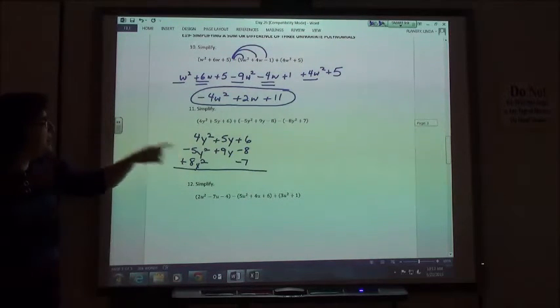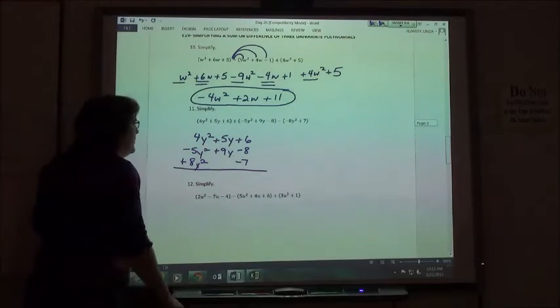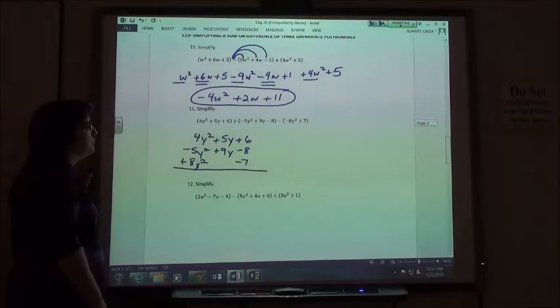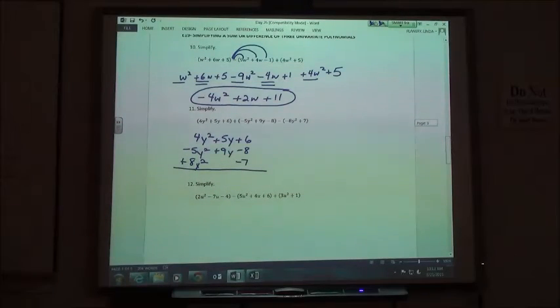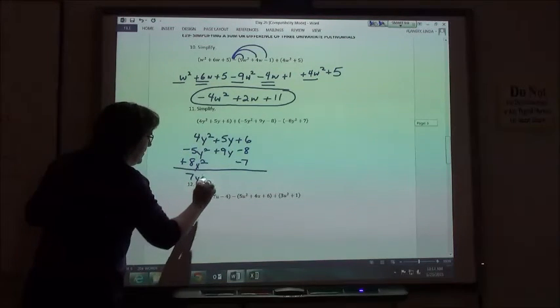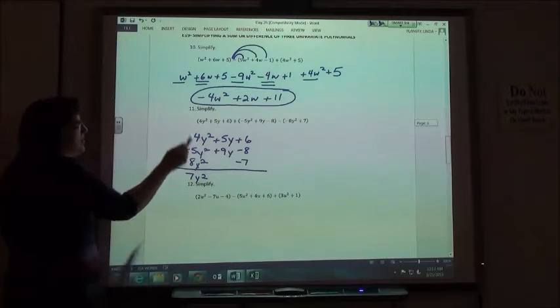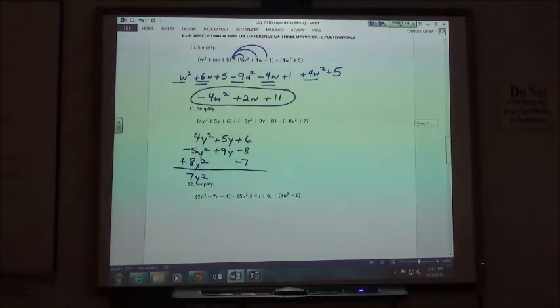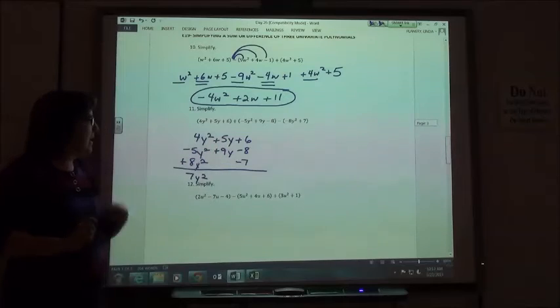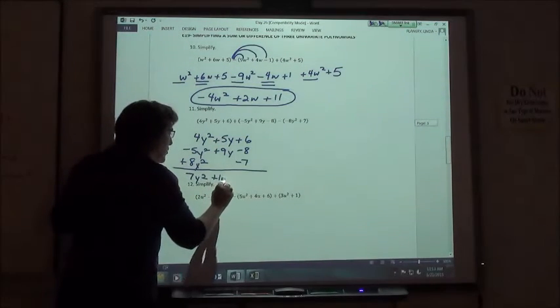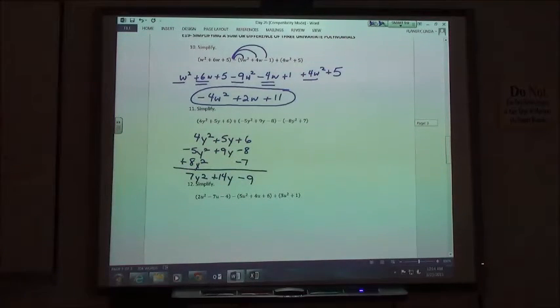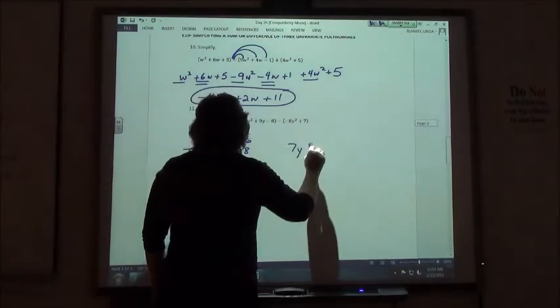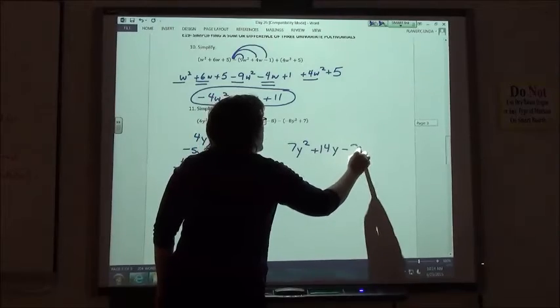4 minus 5 plus 8 would give me... no, 7y squared. 4 minus 5 would be negative 1. Negative 1 plus 8 is a positive 7y squared. 5 plus 9, plus 14y, and then minus 9. 6 minus 8 minus 7 would be minus 9. So 7y squared plus 14y minus 9.